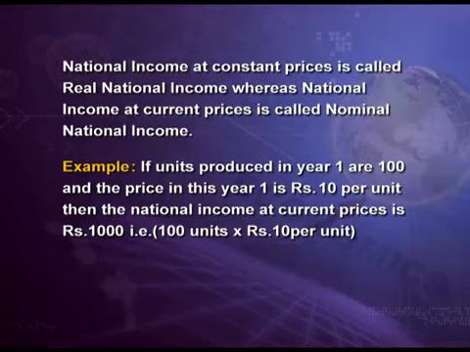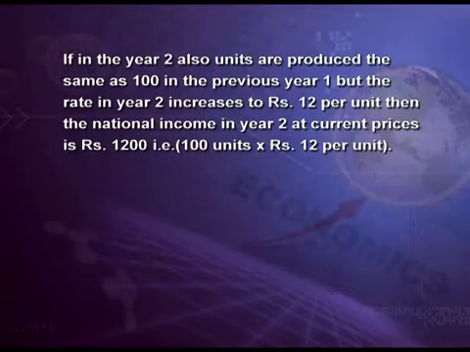Let us take an example to make our concept more clear. Suppose units produced in a year are 100 and the price in this first year is rupees 10 per unit, then the national income at current price will be 100 units into rupees 10 per unit, that is equal to 1000 rupees. Now, if in year 2 units produced are the same 100 as in the previous year 1, but the rate in year 2 increases to rupees 12 per unit, then the national income in year 2 at current prices is rupees 1200, that is 100 units into rupees 12 per unit.